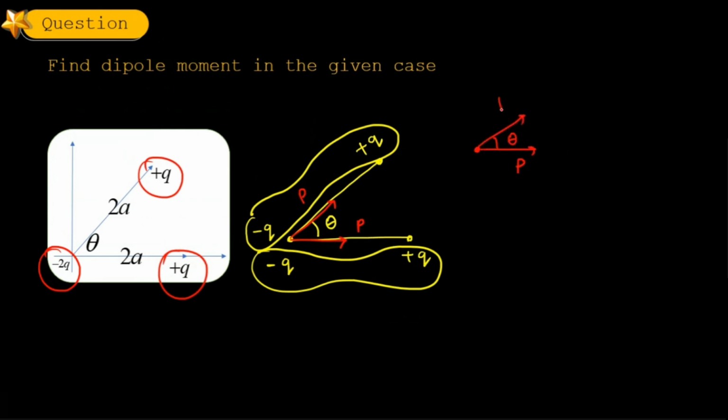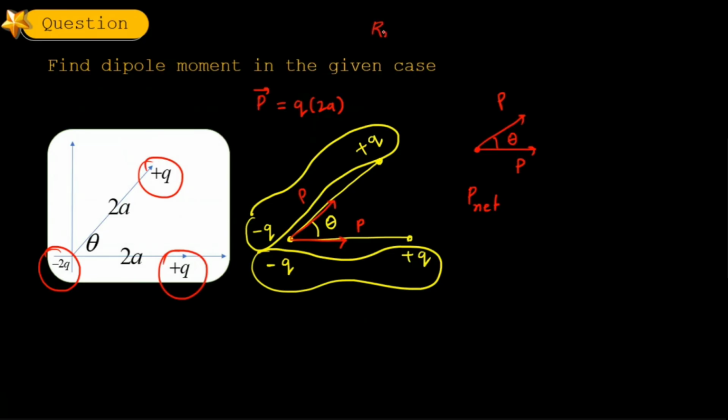This is P and this is P, as both the dipoles are of the same magnitude, because the charge and the distance are the same in both cases. So here the dipole is going to be Q times 2A. Now, if we have to find the net dipole moment, we have to use the net, or you can say the resultant formula. What was the resultant formula?